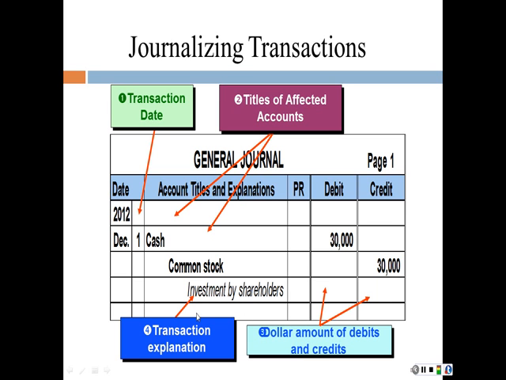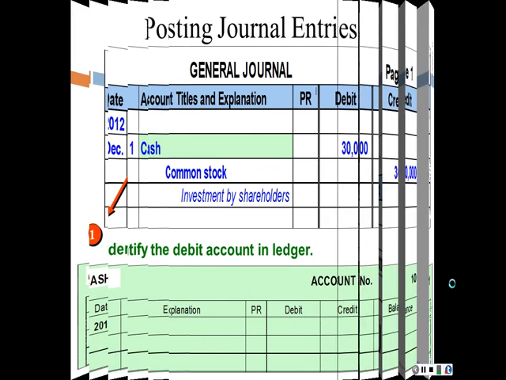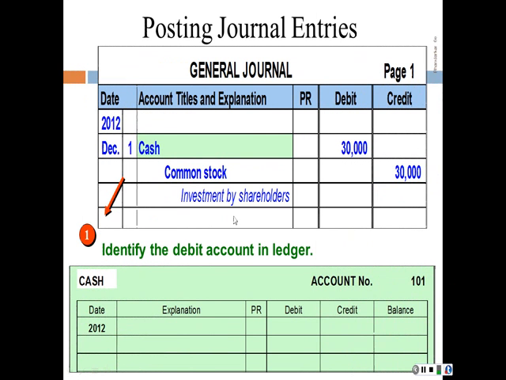A business doesn't get a list of transactions. They use source documents to know a transaction took place. Once this journal entry is prepared, the next thing to do is post that journal entry to the ledger. We are first going to post it to the cash account, and then we are going to post it to the common stock account.